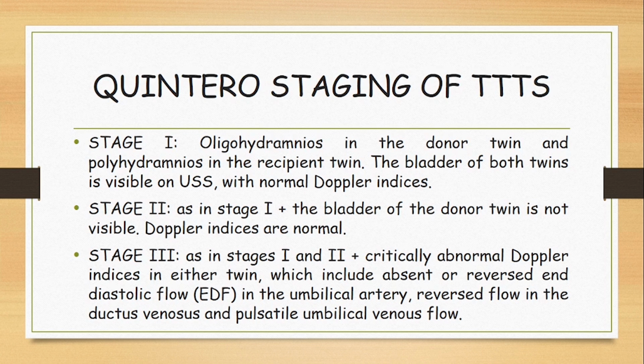In stage 3, it's as in stages 1 and 2, but with critical abnormal Doppler indices in either twin, which include absent or reverse end diastolic flow in the umbilical artery. The abnormal Doppler flows include 1, reverse end diastolic flow in the umbilical artery, 2, reverse flow in the ductus venosus, and 3, pulsatile umbilical venous flow.